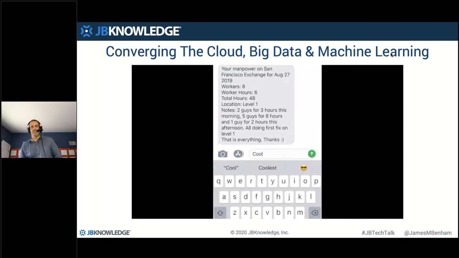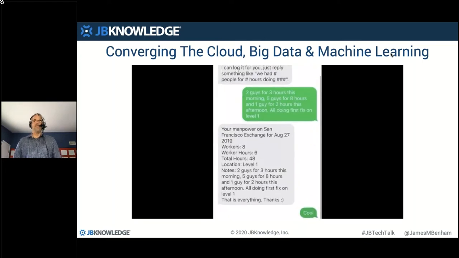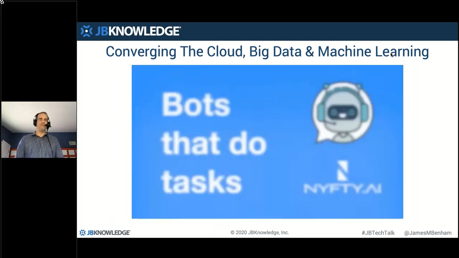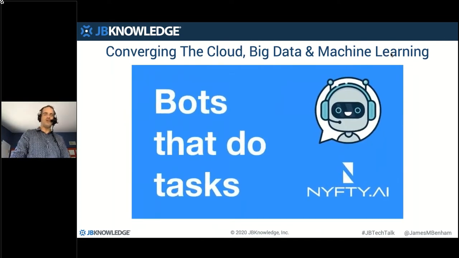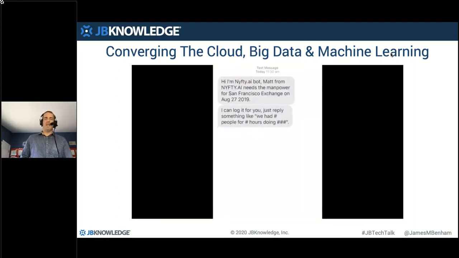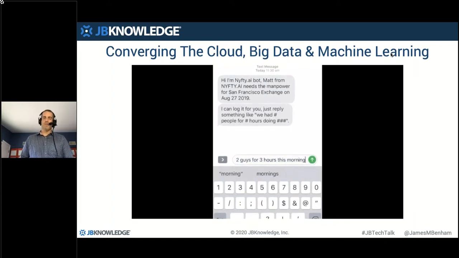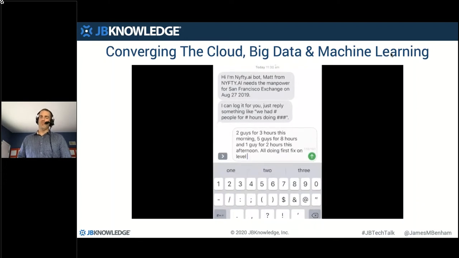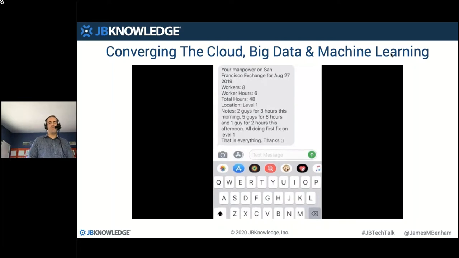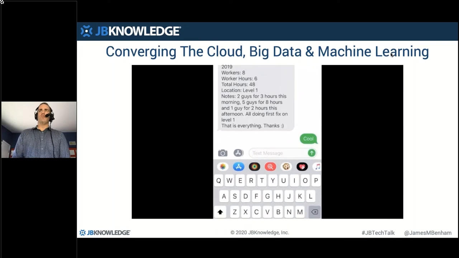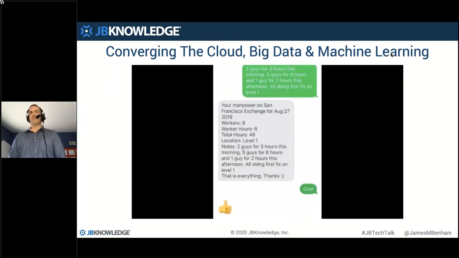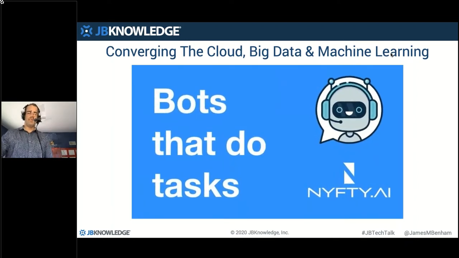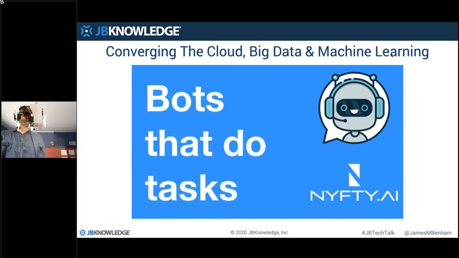This is another really interesting technology I've run across out of Australia that looked at Procore, because Procore has a web form. And even when you go digital, there's opportunities to make things even more efficient and effective. This is Nifty AI. It uses an AI-based chat bot that allows you to enter your reports every day. You can see it texts you and says, hey, what'd you do today? And then you said, hey, we had 2 guys for 3 hours this morning, 5 guys for 8 hours, and 1 guy for 2 hours this afternoon, all doing first fix on level 1. And then it takes that information, parses the text into a form, and fills it out inside Procore for you. There are some really interesting ways, and we've seen this be really effective globally, to use text messaging to collect information from people, whether it's daily reports, job logs, daily logs, RFIs, or punch lists. There are some really neat technologies coming out that allow you to use something that's really universal, and that's a text message.